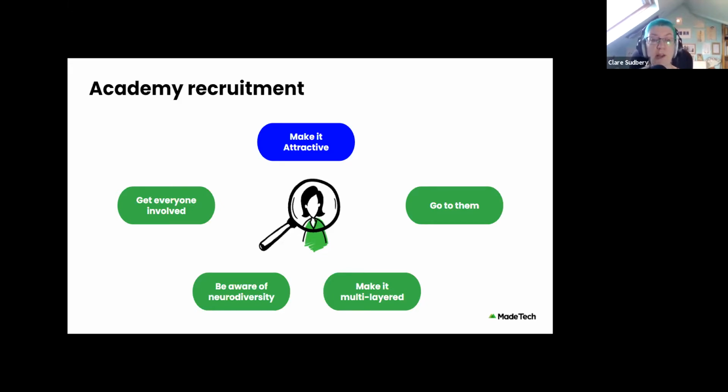We also make it very clear that the focus is on learning, that we want them to learn. We understand that they won't know stuff. We want them to learn. We want to scaffold that for them.